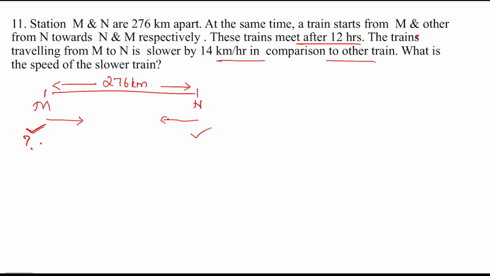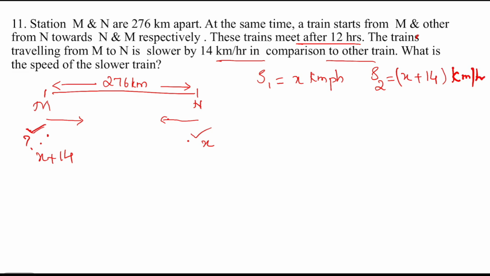Now, if the speed of this train is x, let the speed of this train be x. So the speed of this train will be what? x plus 14, because it is 14 kilometer per hour slower, isn't it? Or if you take this as x, this will be x minus 14. So if S1 is x kilometer per hour, S2 will be x plus 14. It is 14 kilometer per hour slower, means what? It is taking 14 kilometer per hour more, isn't it? So x plus 14 kilometer per hour.